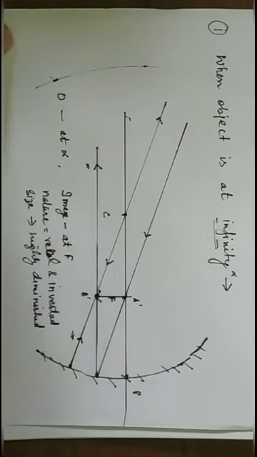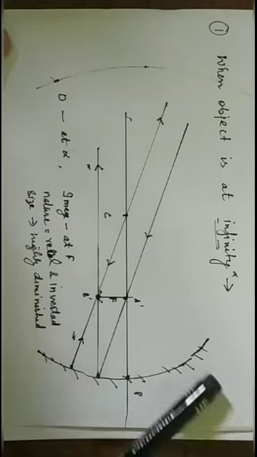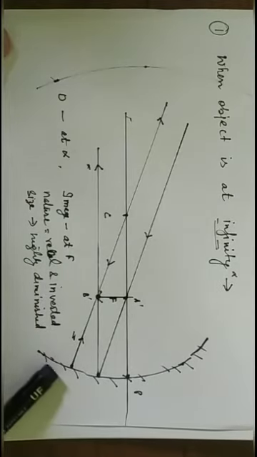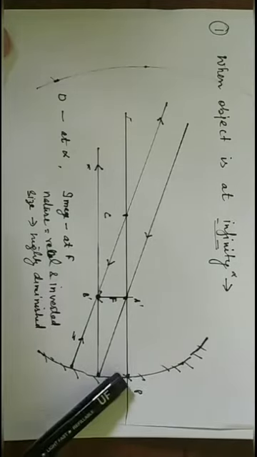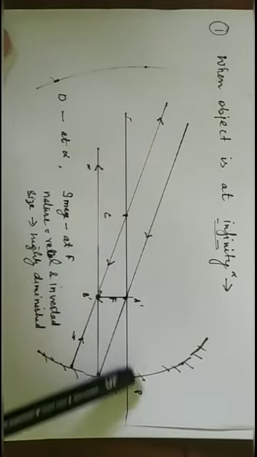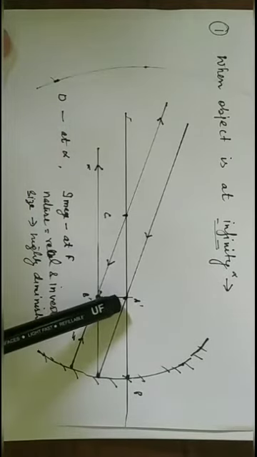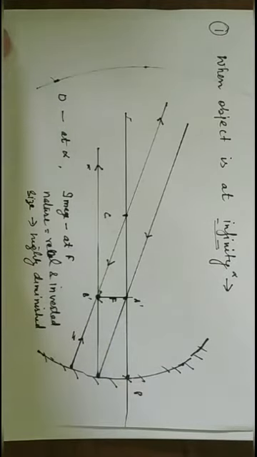Let us recap the first case, when the object is at infinity. When the object is at infinity, it means parallel rays of light are coming from the object. Here is my concave mirror, the principal focus, and C is the center of curvature. The line passing through the center and the pole is known as the principal axis. The principal focus is the midpoint of C and P.